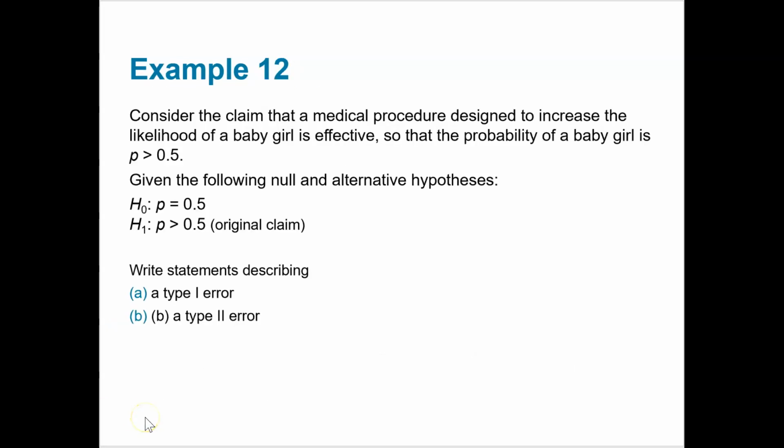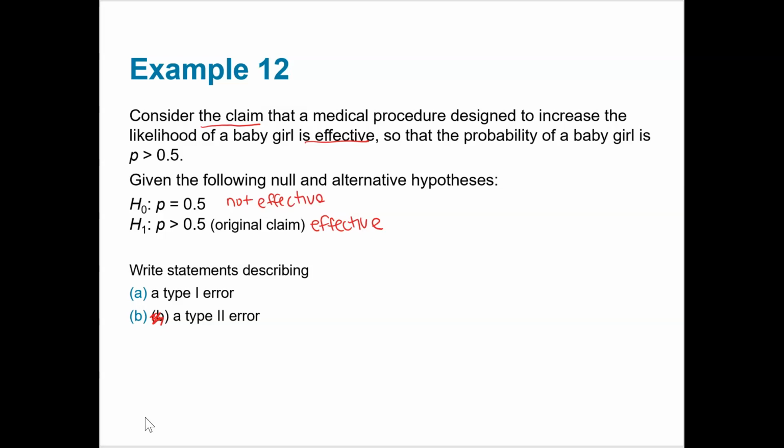So let's look at this here. This is a new example. They're claiming that a medical procedure designed to increase the likelihood of a baby girl is effective. So they're claiming effectiveness, so that the probability of a baby girl is greater than 0.5. Given the following null and alternative hypothesis, so they gave those to us, and see here, the original claim is noted, write statements describing type 1 and type 2 error. All right, so I'm going to make a note here that they're saying that the procedure is effective. That's the claim. And then this is saying that it's not effective. And this is going to help me when I make sense of this.